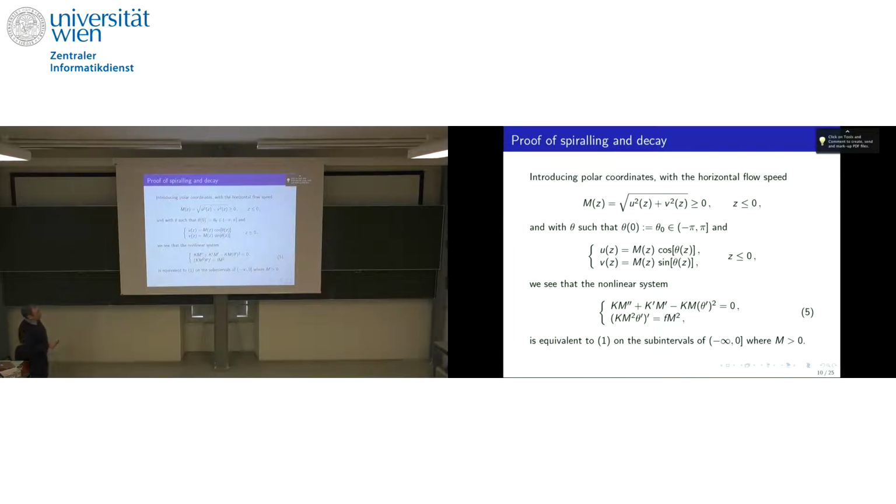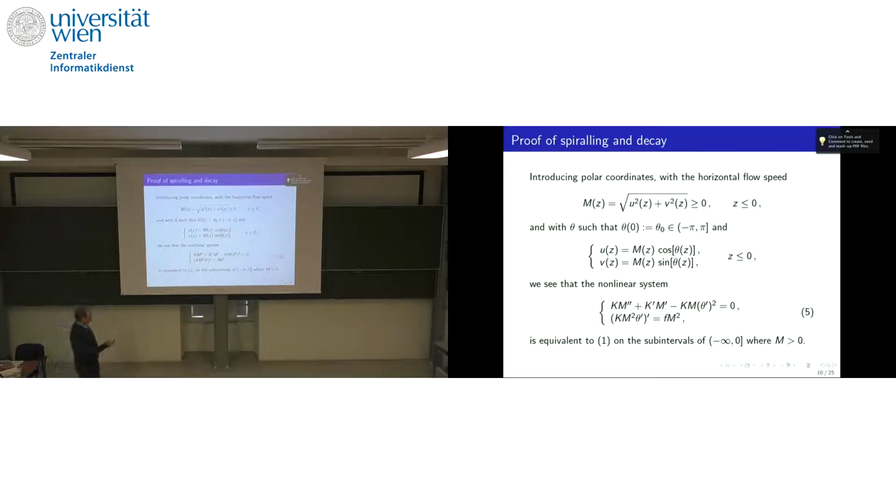And it is equivalent to the original system where m is positive. M is the speed, so I'm going to show that if m is different from 0 at the surface, it will always be strictly positive, so this is actually equivalent to the original system. At first sight, it looks like a complication because now we have a nonlinear system, but you can read off interesting properties from the structure of this system.